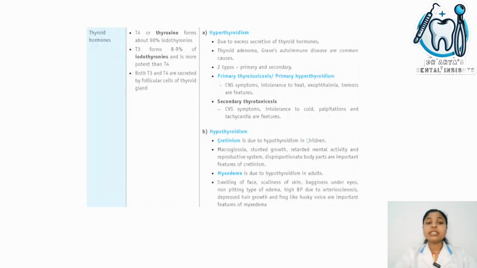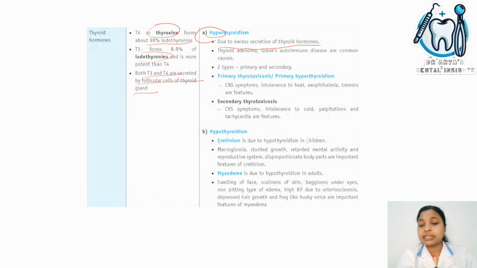So coming to some of the thyroid hormones, T4 or thyroxine forms 90% of iodothyronines. T3 forms 8 to 9% of iodothyronines and it is more potent than T4. Both T3 and T4 are secreted by follicular cells of thyroid gland. And what is hyperthyroidism and hypothyroidism? As the name suggests, hyper means there is excess secretion, and thyroidism means thyroid hormones. So due to the excess secretion of thyroid hormones, hyperthyroidism occurs.